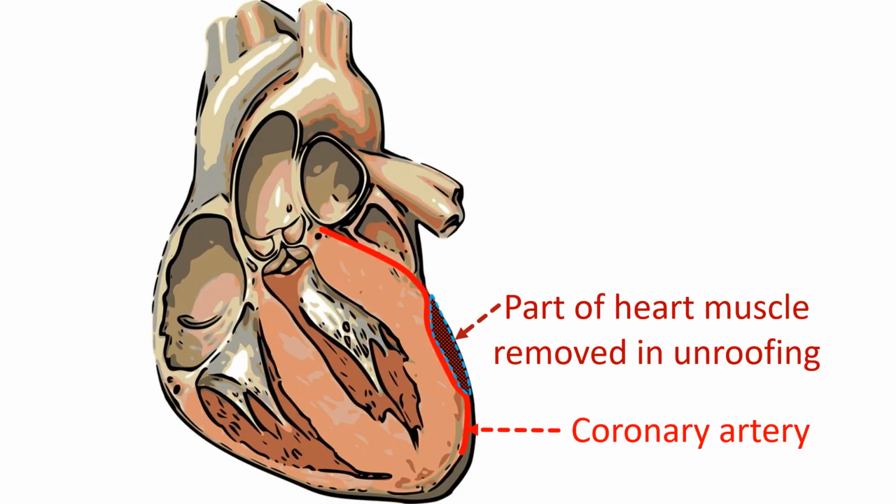Another option in those with refractory symptoms is unroofing of the myocardial bridge. When surgery for hypertrophic cardiomyopathy is done, associated myocardial bridges are divided even in children. This gives relief of symptoms which were not responding to medications.